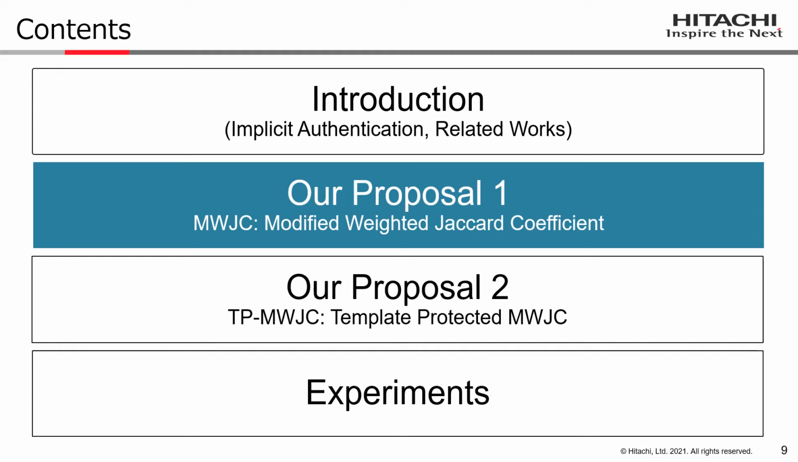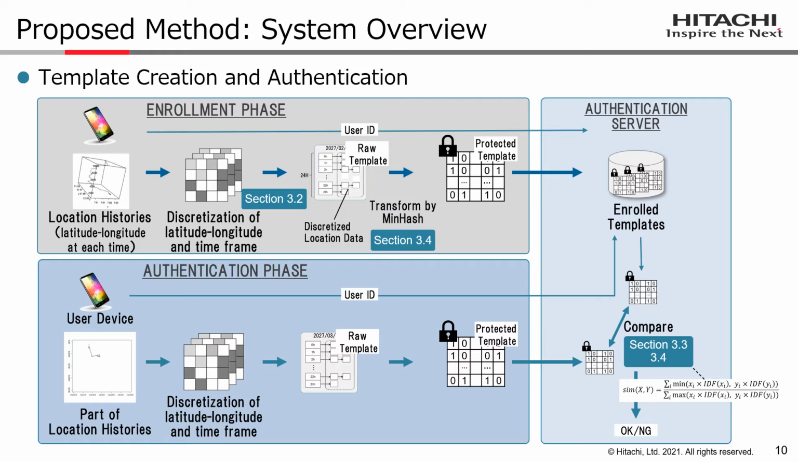Our proposal 1, modified weighted Jaccard coefficient. In this slide, we will explain our proposed authentication method. The upper side in this figure shows enrollment steps. The client application needs to gather location history from each user's smartphone for about a few weeks to create an authentication template. Then the application converts discretized location and time data into a protected template using MinHash and a template protection technique, and then sends the converted data to the authentication server with his ID.